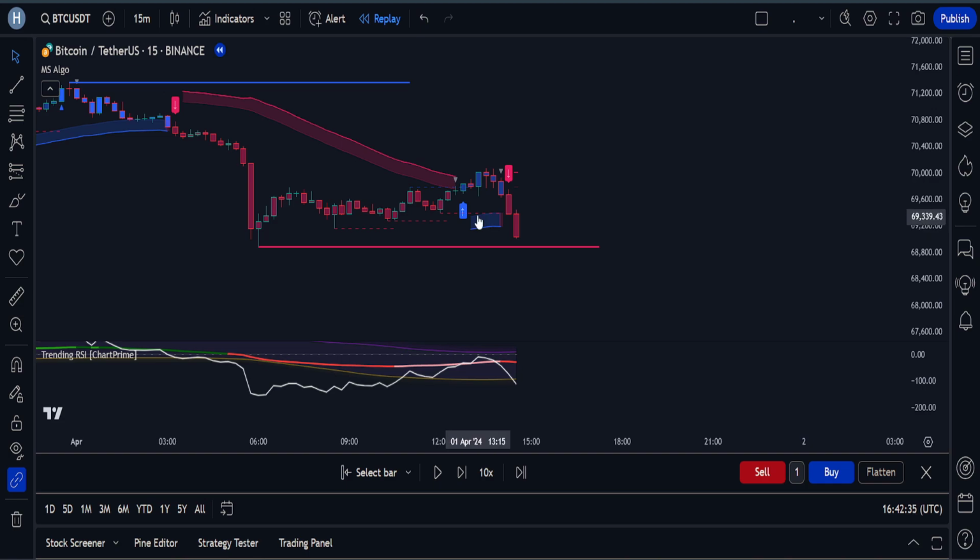After that, we will confirm the end of the pullback, and for that, the MS Algo indicator should print a downward arrow, indicating the pullback's end. It should be just like it did here in this example.